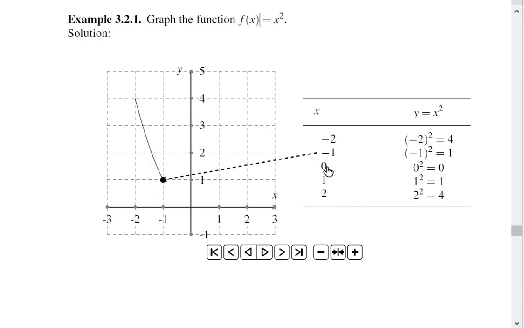And then we plug in 0 right here. 0 squared is 0. So we know origin, this point. X is 0, y is 0, is this one.